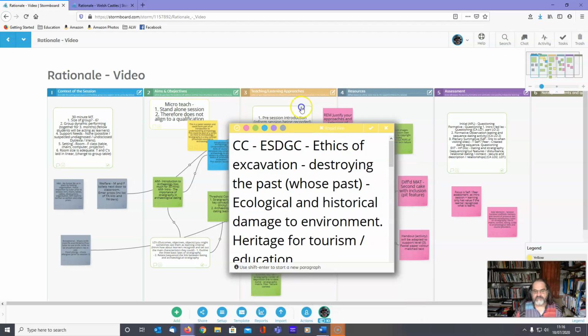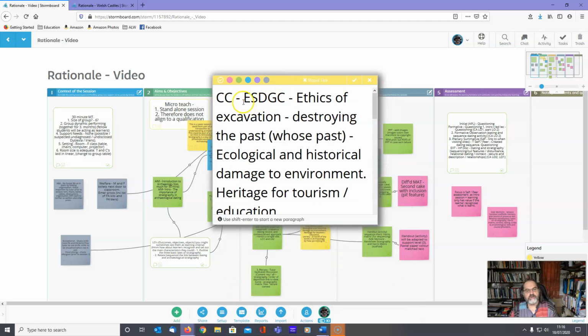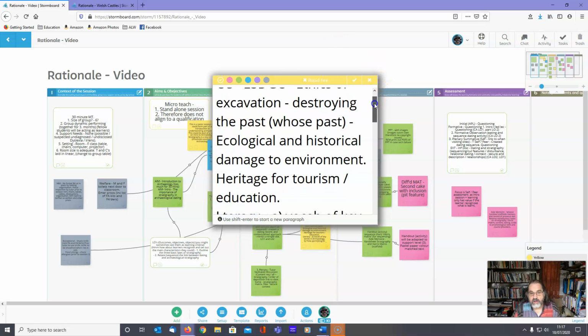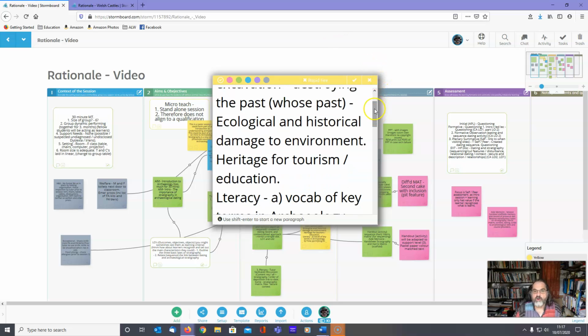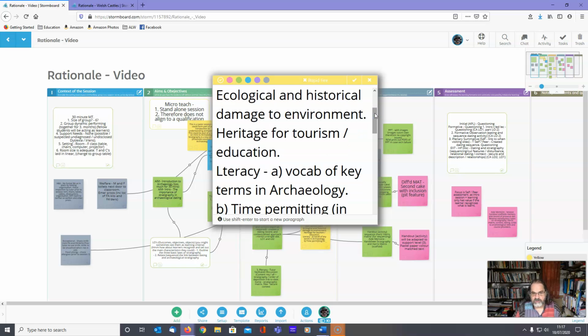Now then, I forgot to do this, and you really must remember to do this: CC, so cross-cutting or embedding. I've got here ESDGC, so I'm going to look at the ethics of excavation, and we're going to have this informal background discussion, which will be a teaching approach. The nature of excavation is that it actually destroys the past. Well, whose past is that? Is that everybody's past? Does that have any ecological or historical damage to the environment? How does it also support heritage and tourism, so it can actually support the economy, and it can help in education?